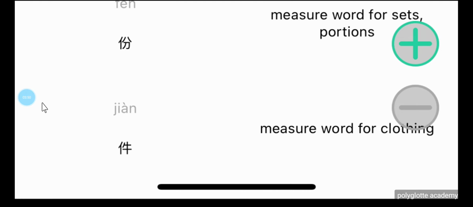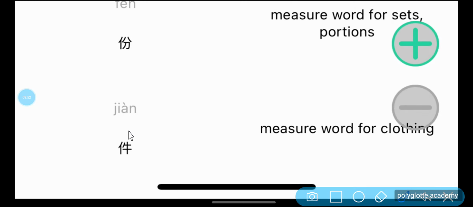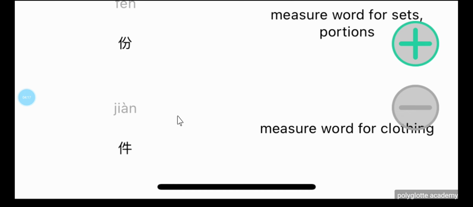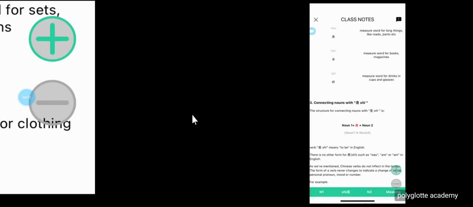The next measure word here is jian, measure word for clothing. So for a demonstration to write jian, measure word for clothing, which is jian. Okay, let's move on to the next measure word.